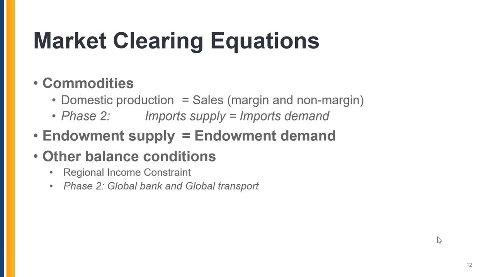Okay, so what do we have for market clearing equations? We have the commodities, so the COMM set. There we would have the domestic production being equal to the sales, right? And that can be split between margin and non-margin. We will look at that equation. We'll look at the code version of that equation.